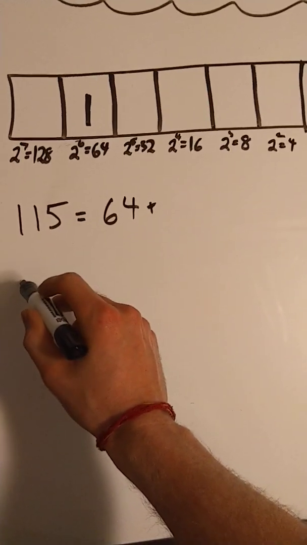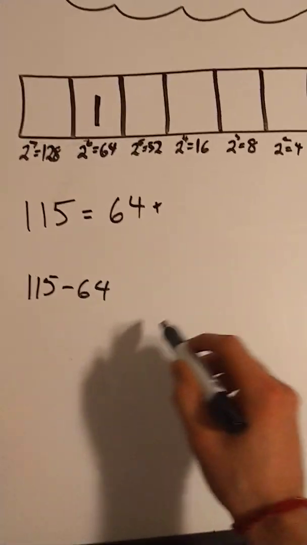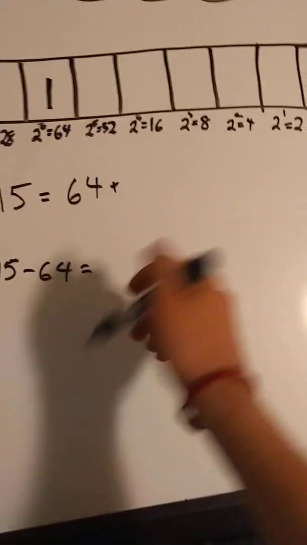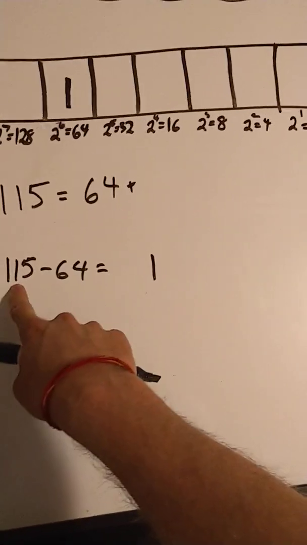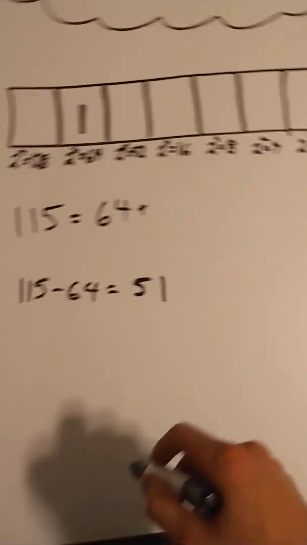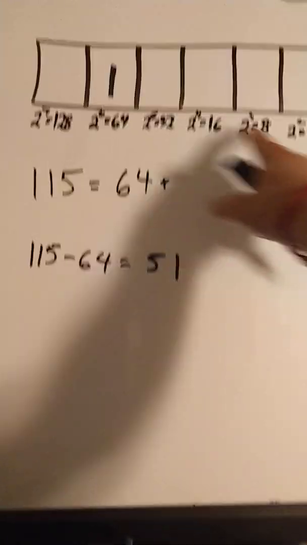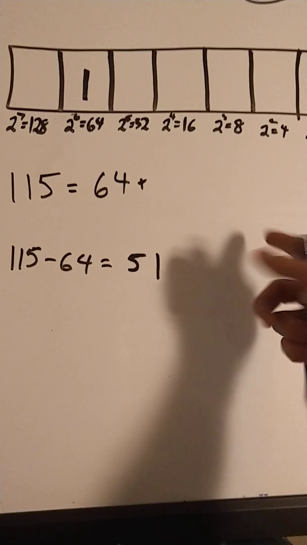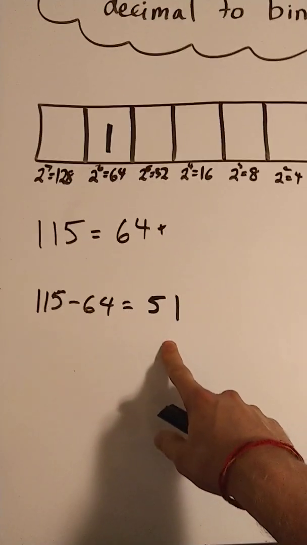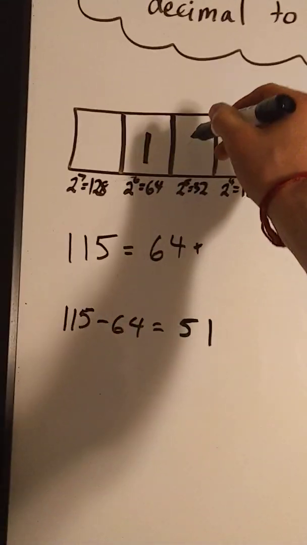We're going to take 115 and subtract 64 from it. This is going to tell us how much we have left. When I subtract 4 there, I get a 1. When I subtract a 6 from 11, I get 5. So our new number is 51. We could have 51 here, but that's not a power of 2, so we do the same method again. Find the highest power of 2 that's below 51. That'd be 32. So again, I'm going to make that a 1.